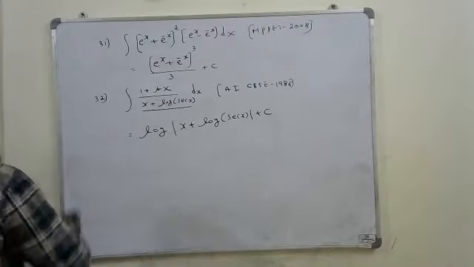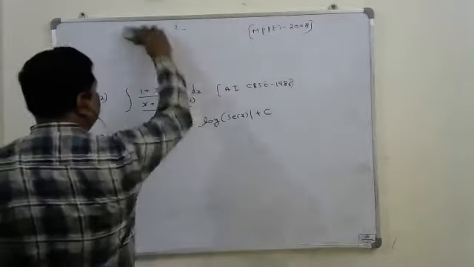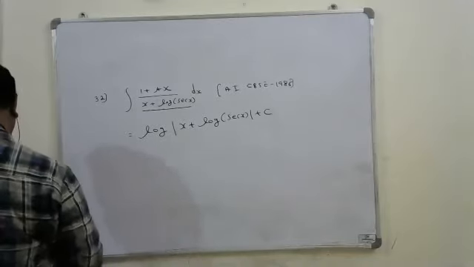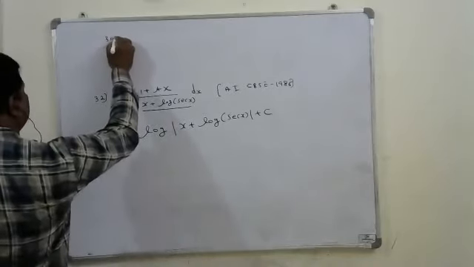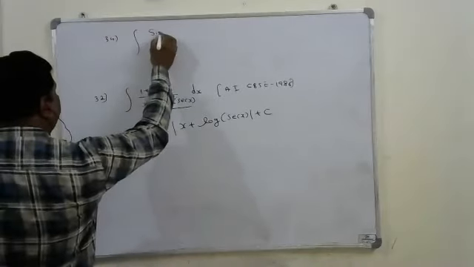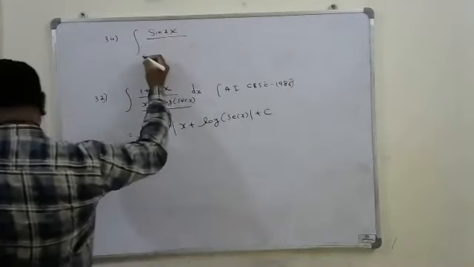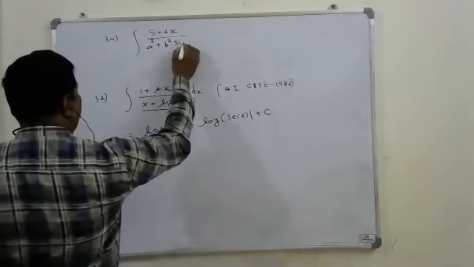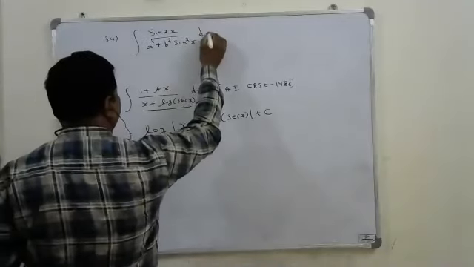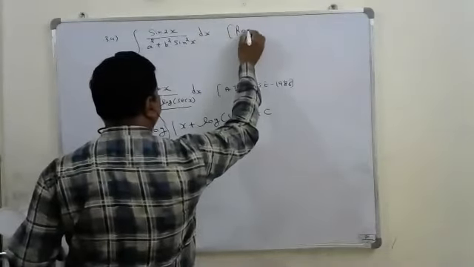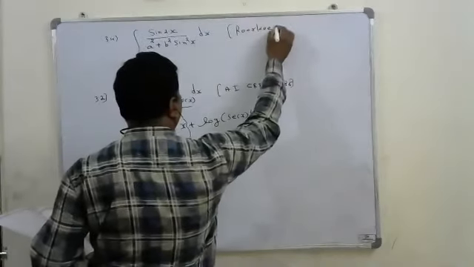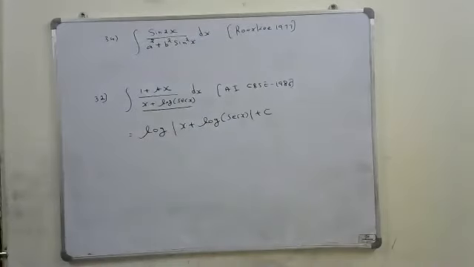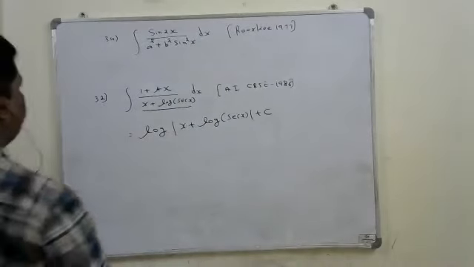Look at the 34th problem. 33 is easy. Look at this 34th problem, which is integral sin 2x upon (a square plus b square sin square x) dx. It was given in Roorkee 1977. Give an idea. How can you evaluate that?